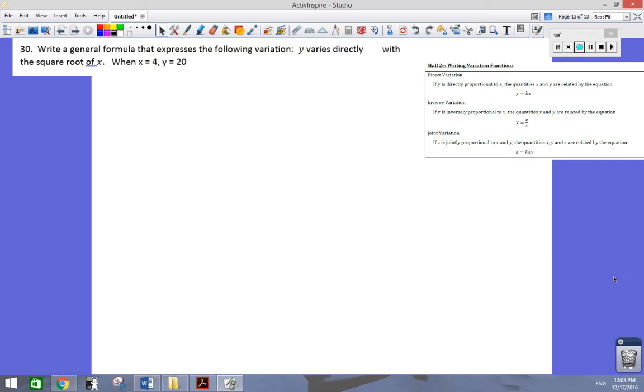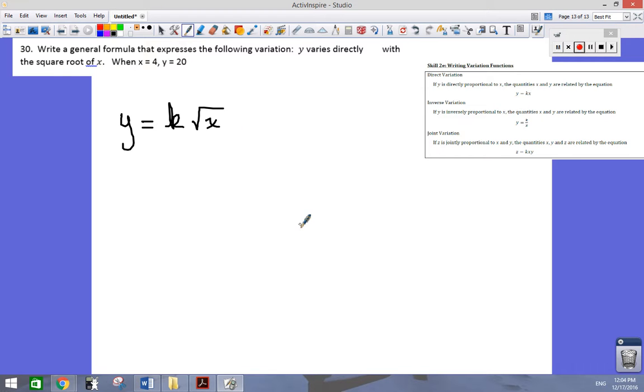Let's take a look at this problem. It wants us to write a general formula for the following variation that Y varies directly. So when I see directly, I'm thinking multiplication. I have my constant, and I've always used K for the constant, but I suppose a lot of books and a lot of people are going to use C for constant. But it varies directly, not just with X, but with the square root of X. So there's the general formula.